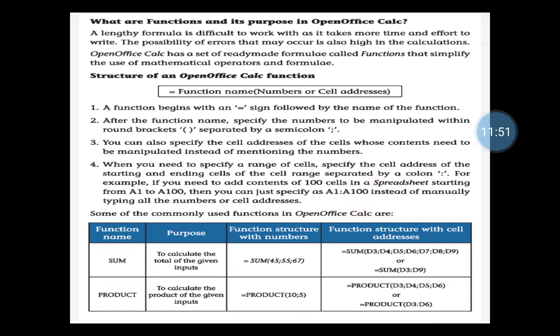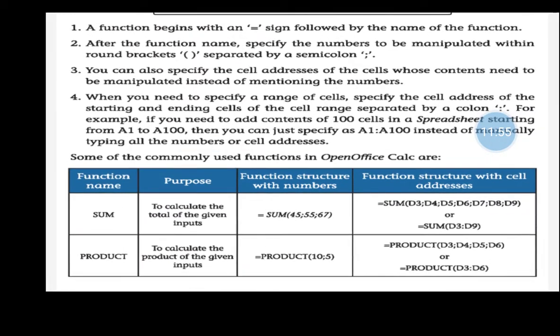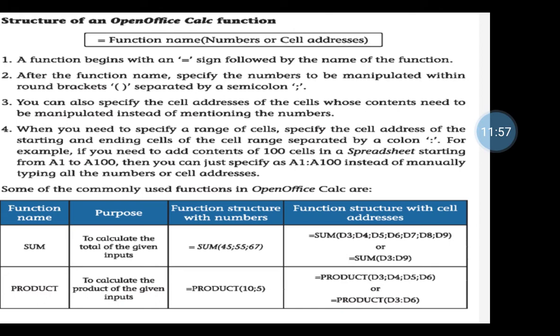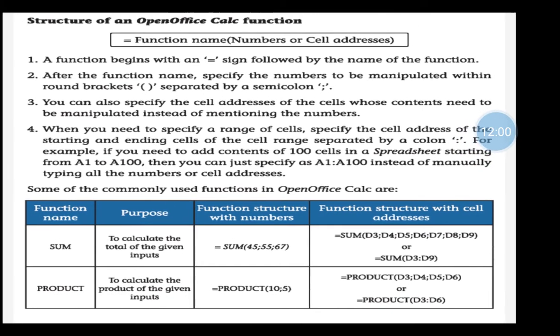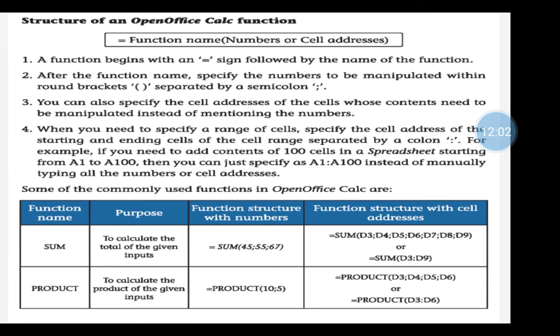Next, some commonly used functions in OpenOffice Calc. Here some functions are there that we will use commonly. First one is sum. Sum means to calculate the total of the given inputs. We use this function for adding numbers. If you want to find the total, then you can use this function.